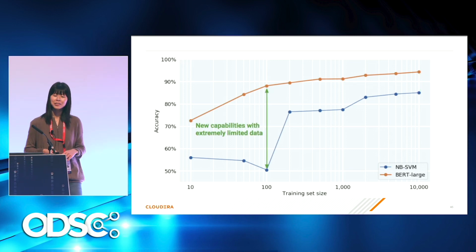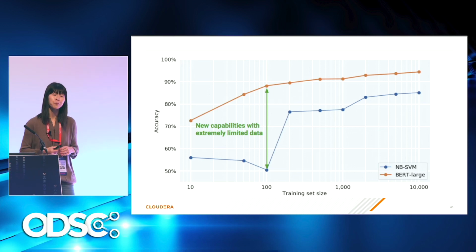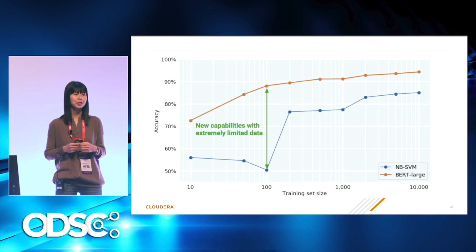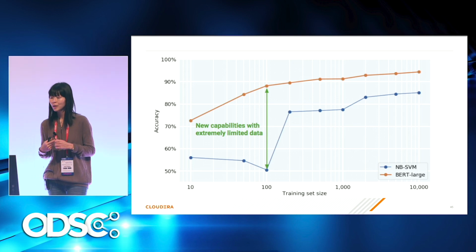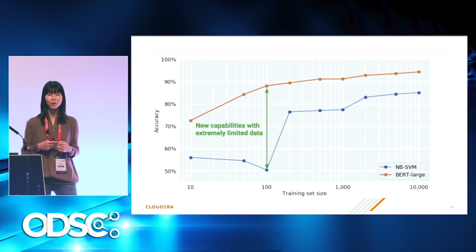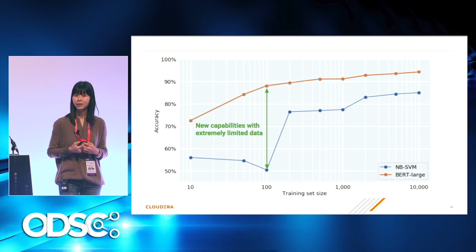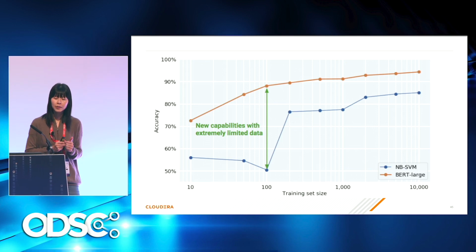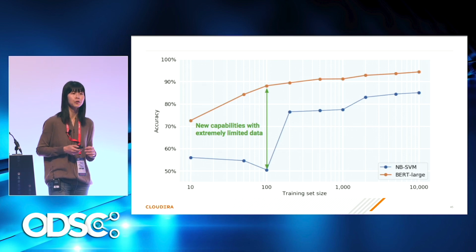But what we thought was very interesting is that with transfer learning, you now have new capabilities with extremely limited data. If you look at the performance for naive Bayes, it is not very usable for fewer than 100 data points. If you have fewer than 100 data points, it's pretty much random, around 50%. But if you're using BERT, you can actually get a decent model with just 100 data points. 100 data points is something that someone can label in a day. Once you label it, you put it in BERT, and you get a working model. Now, we also want to say that these results are based on BERT off the shelf, so we didn't do any further fine-tuning.